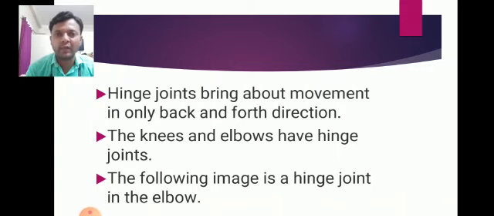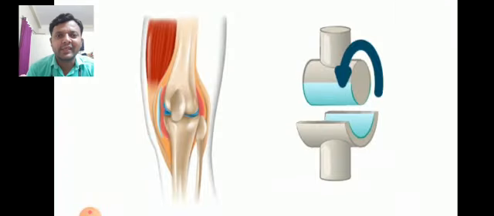We can open the window, we can shut the window. All these things happen with the help of a hinge. That's why the name hinge is given to this joint. So knees and the elbows have hinge joints. The following image is a hinge joint in the elbow. I'll show you the image of the elbow. Look carefully. Okay, yes, it is a hinge joint image. Now you can imagine this kind of joint is present in the elbow and in our knees too. So let's move on.